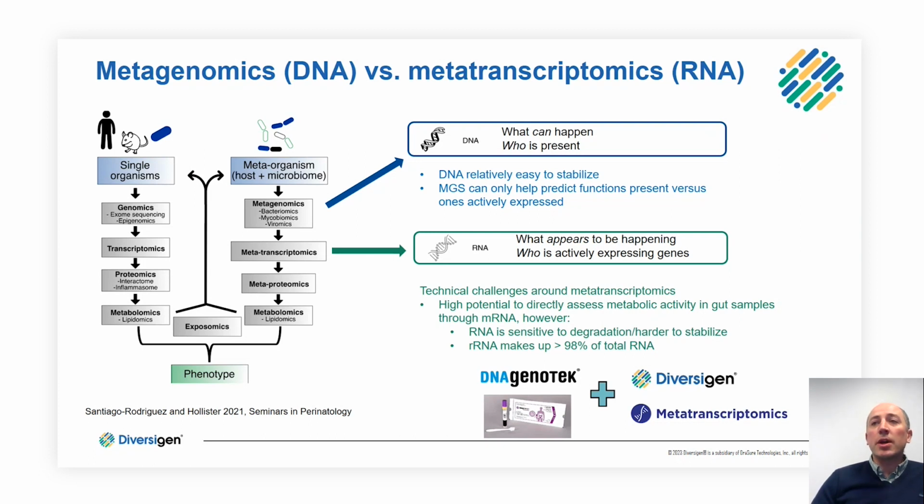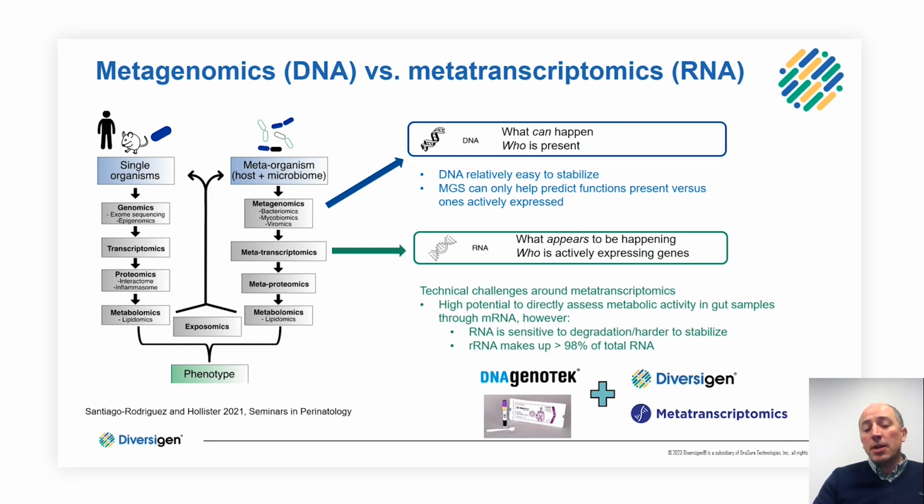And also when you extract total RNA from a microbiome sample, up to like 98% of the total RNA is made up of ribosomal RNA, which contains very little useful information. So it doesn't tell you anything about the genes that are expressed, nor the active species.